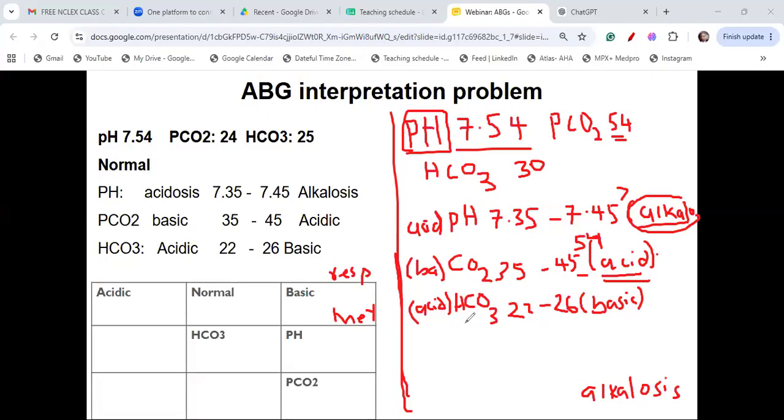Okay? You move to the next one, bicarbonates. Bicarbonates, you've been given 30. Where is 30? 30 is above 26. 26 is on the basic side. Does it match your pH?